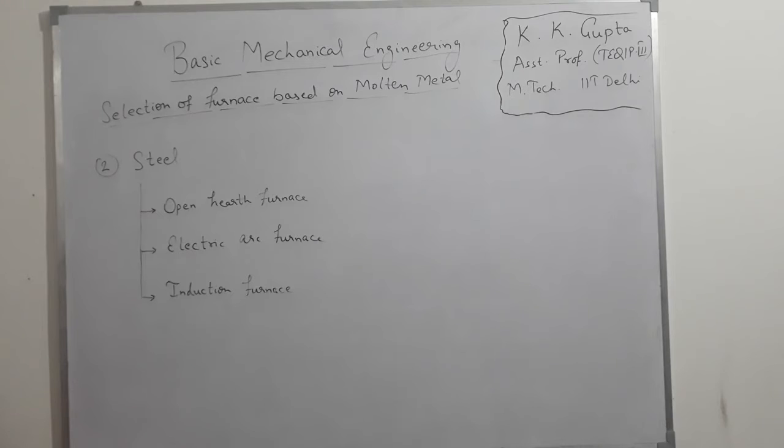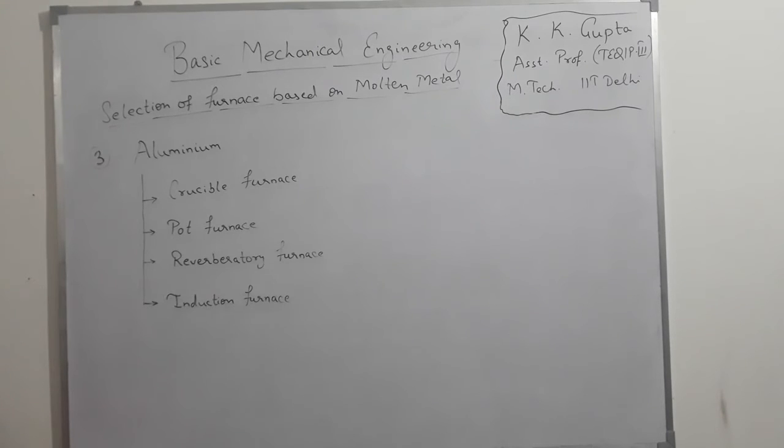For melting steel, we can use open hearth furnace, electric arc furnace, induction furnace. For melting aluminium, we can use crucible furnace, pot furnace, reverberatory furnace and induction furnace. For melting copper, we can use crucible furnace, electric resistance furnace, reverberatory furnace, induction furnace and electric arc furnace.